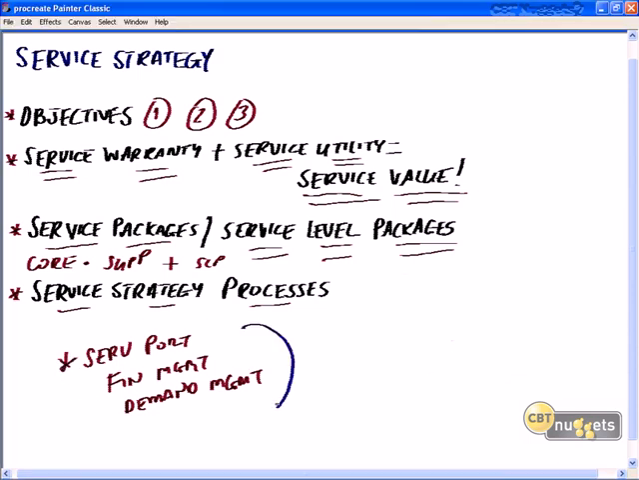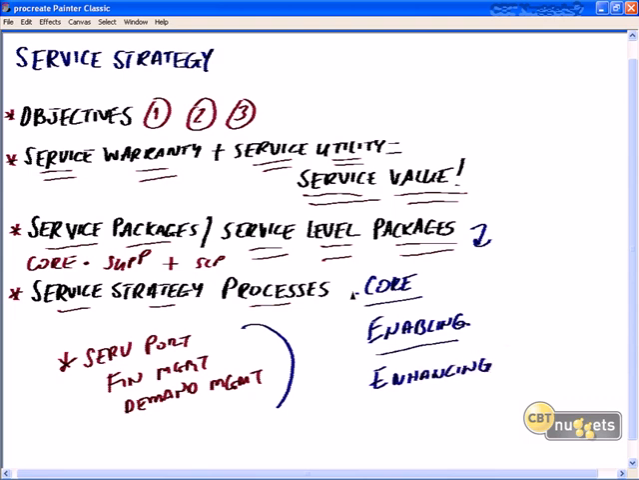Now, real quick, before I move on to this, I want to delineate something here. There's another way to look at this service package and service level package approach. We can have what are called the core services, and I pretty much have defined those. Then we have what can be called the mid-level enabling services. And then at the highest level, we have what are called enhancing services. So we could actually look at the core and enabling services as the service package, and the service level package be the enhancing service.